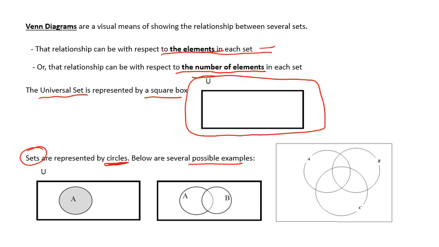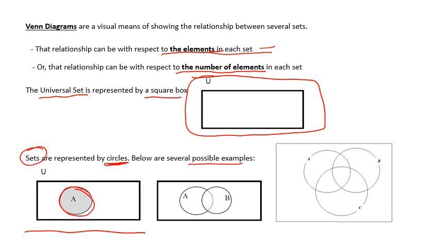In our first example, apparently we're only considering one particular set, set A, and that set is represented by a circle. Anything and everything belonging to A is contained in that circle. Notice that circle is contained in the square box. All the circles are contained in the square box. Why? Because everything is in the universal set.